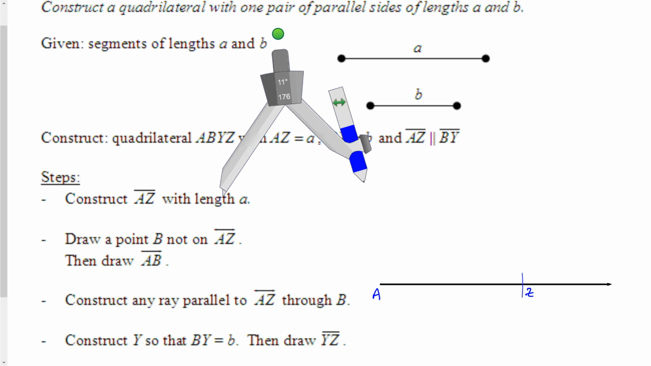Now I need to make my other parallel line. So that means we have to just pick any point randomly as long as it's not on AZ. In this case, we're going to call it B, so that we have our name of our quadrilateral in the end correct. So I'm going to draw a ray from point A through point B. And now it's time for me to construct the parallel line.